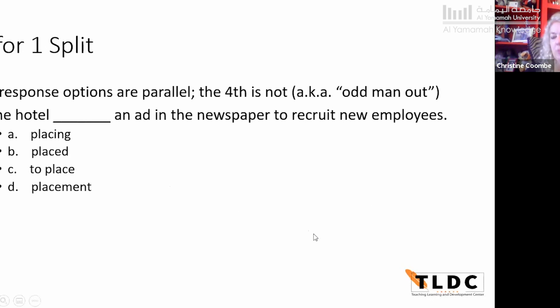A 3-for-1 split is where you have a typical MCQ, which has a stem and four response options. It's where three of those response options are parallel, but the fourth is not. Sometimes people call this odd man out. So what's the 3-for-1 split here? If you look at A, B, and C, they're all verb forms. D is a noun form.